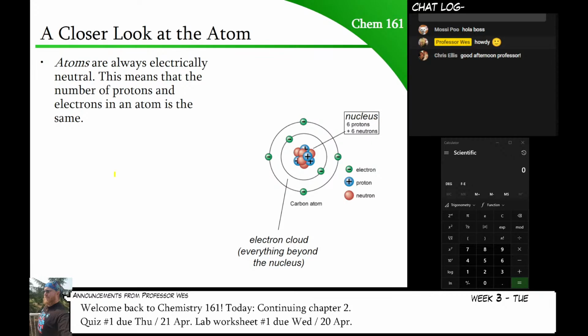For any atom, we are going to have the same number of protons and the same number of electrons present. The result is that an atom is electrically neutral. So if I have an atom by itself, the positives and negatives exactly cancel out, and I should experience no net electric field around the atom.